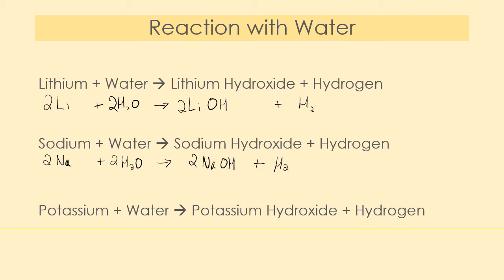For potassium, we have potassium plus water makes potassium hydroxide and hydrogen. Our balanced symbol equation is 2K, K being the symbol for potassium, plus 2H2O will make 2KOH, so 2 potassium hydroxide, plus H2. Well done if you got those right.